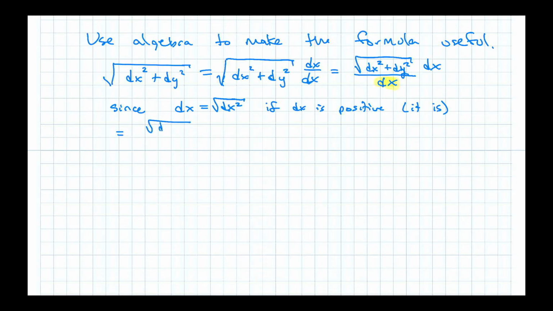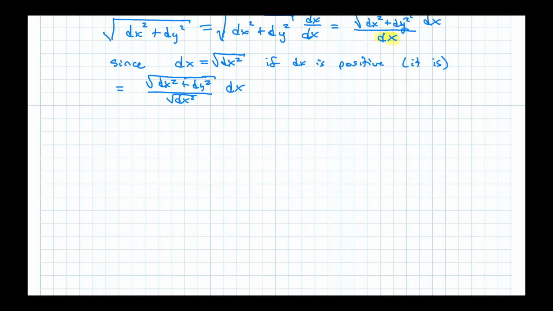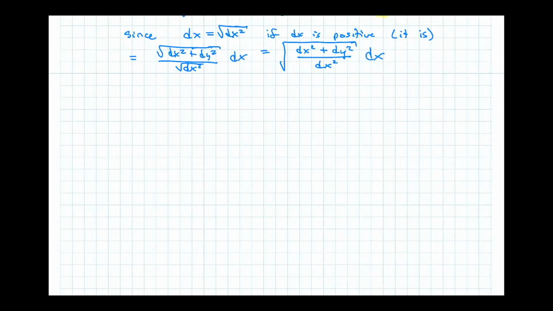You can put it into a square root. So you have the square root of dx squared plus dy squared over dx squared, and then you still have this dx out there. Then you can take both of these square roots and put them into one square root. So now you have dx squared plus dy squared over dx squared, and you still have this dx hanging on the outside.